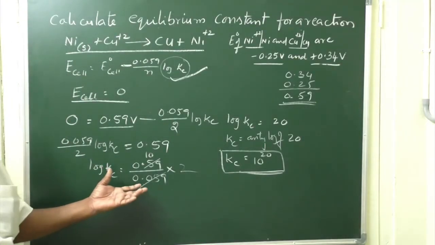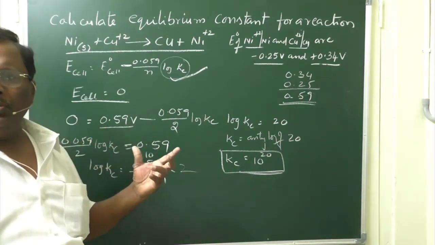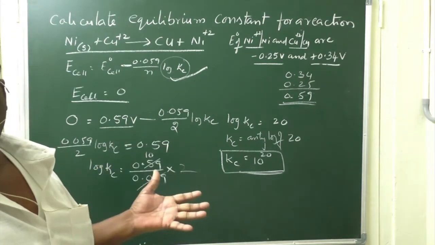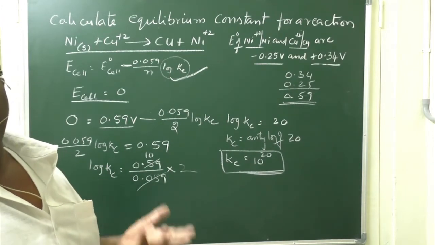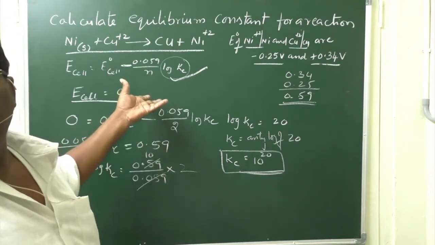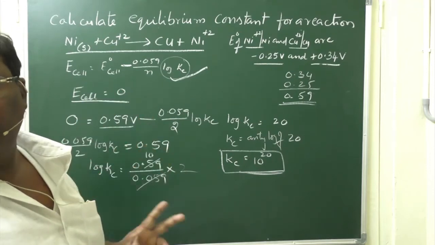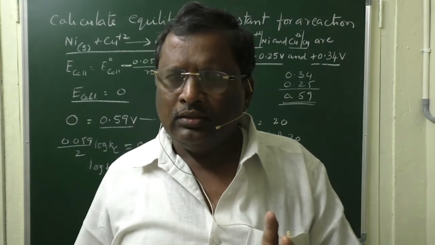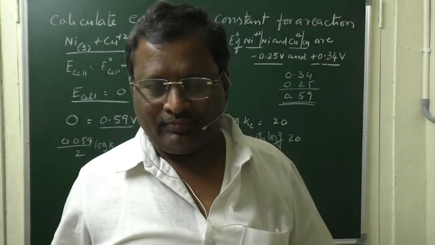So it's a very easy problem, but they want to know whether you know the concept completely, whether you understand what is meant by equilibrium constant. And the other thing the examiner is expecting is whether you know that at the equilibrium state the cell potential will be 0. These are the two things, because the problems are designed to make you perfect with the concept.